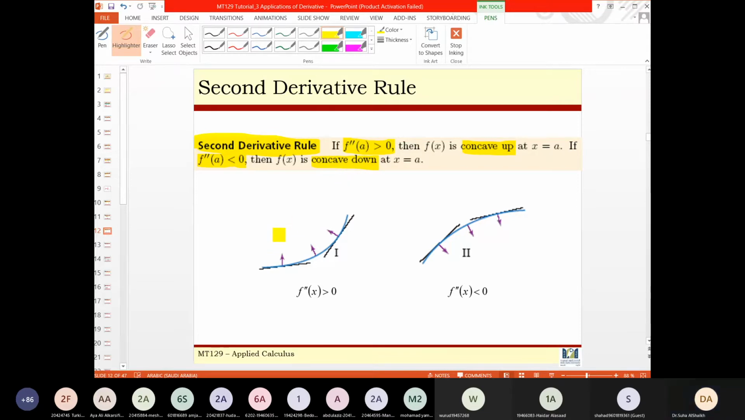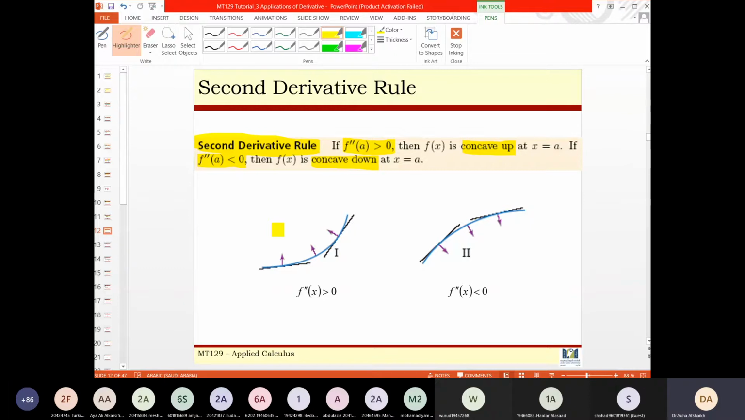Good. So f dash gave me increasing or decreasing. F double dash now will give me concave up or concave down. If f double dash is positive, it's concave up. If f double dash is negative, it is concave down. And this is what we call the second derivative rule.